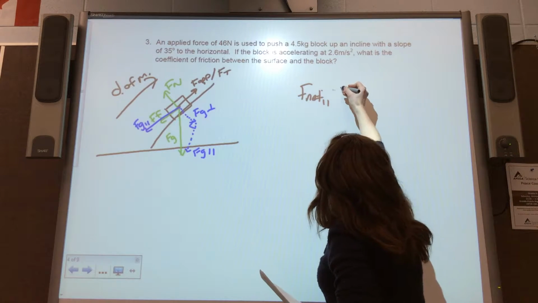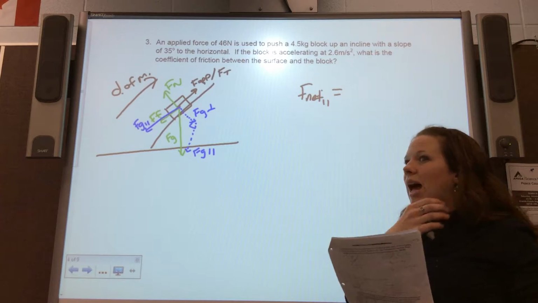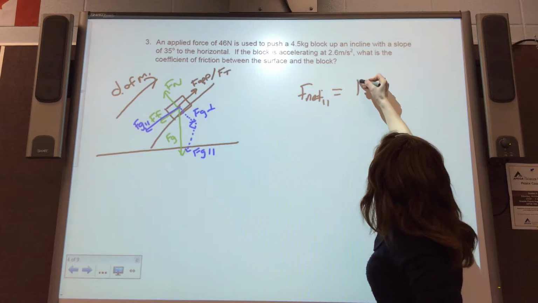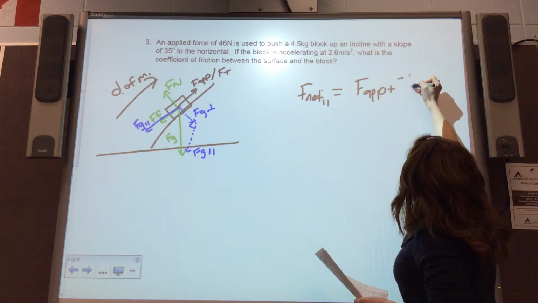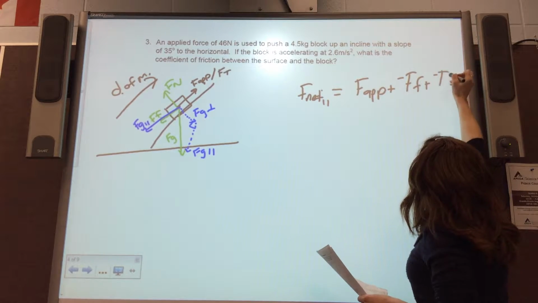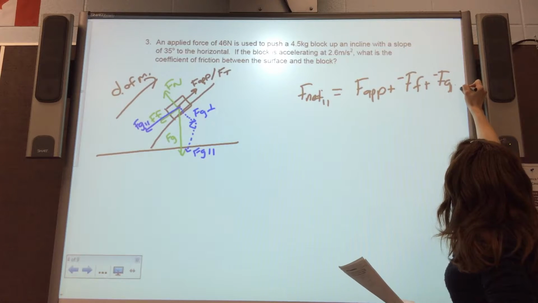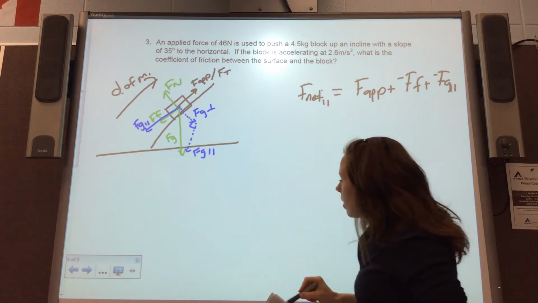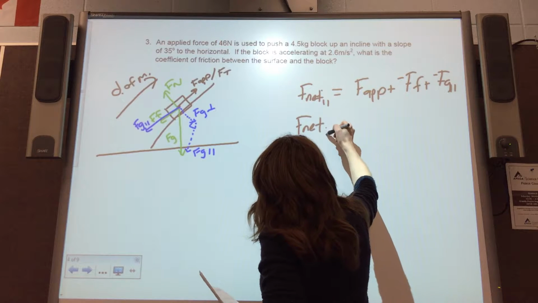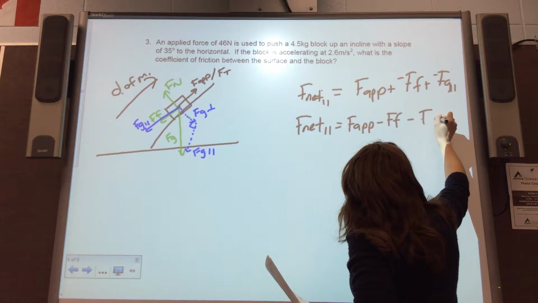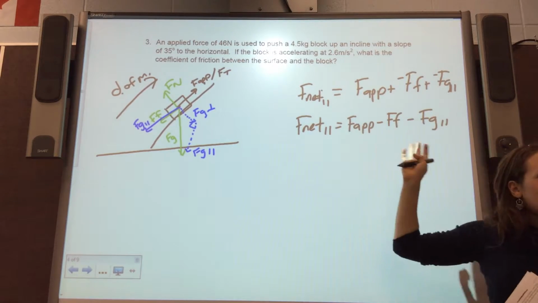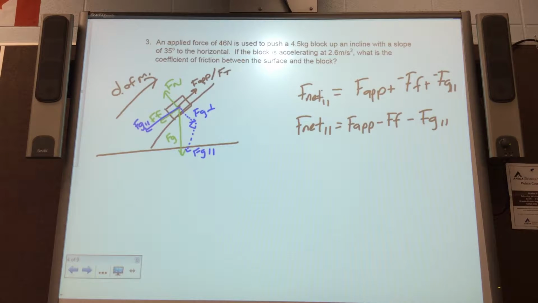So if we are to find F net parallel, I'm going to set F app to a positive value, because that's what's going in the direction of my motion. So I have F app. And then FF is going to be negative, as well as FG parallel specifically, because they're opposing my direction of motion. So I'm just going to rewrite this as F net parallel is equal to F app minus FF minus FG parallel. Then when I write it out like that, I don't have to worry about, is FF negative, is FG negative? It's just already incorporated into my equation.